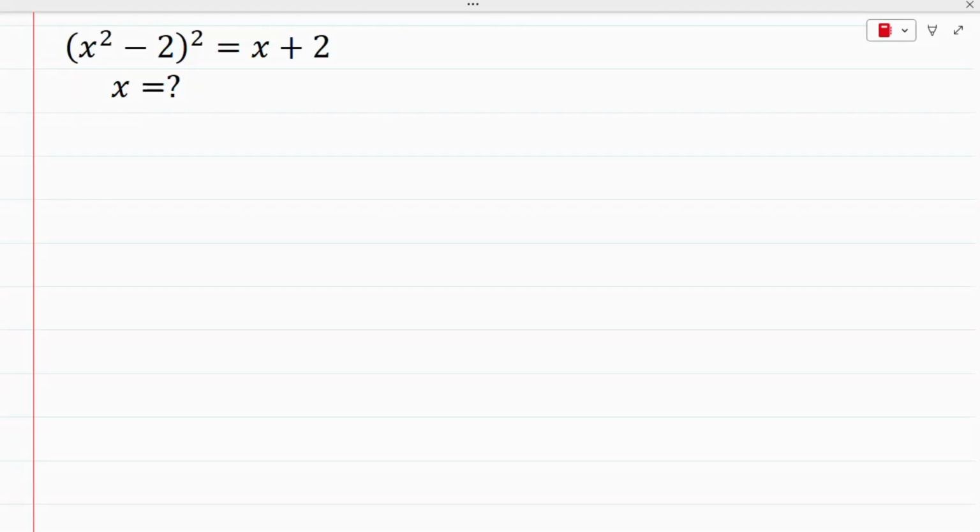So right here we have this nice math Olympiad problem and we are to solve for the values of x. The first thing we want to do is to simply apply this property to the left hand side of this equation that says if we have (a minus b) all squared, this is equal to a squared minus 2ab plus b squared.